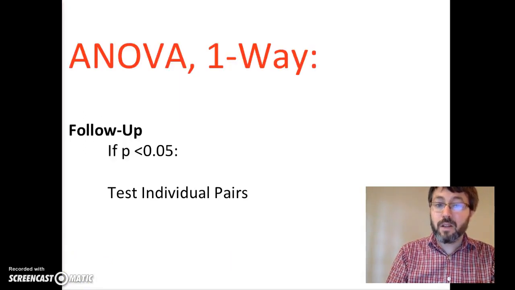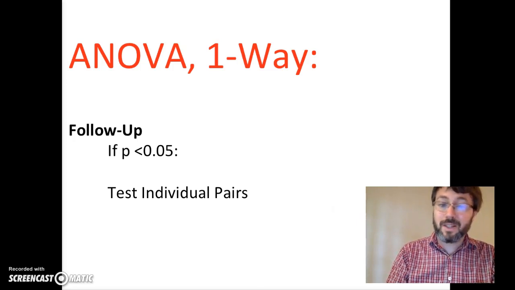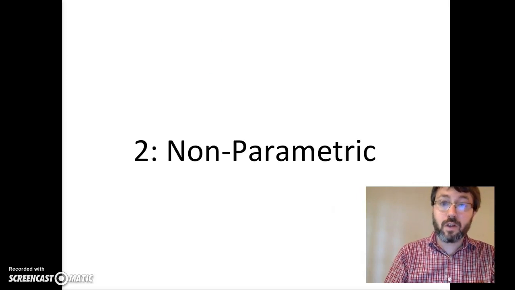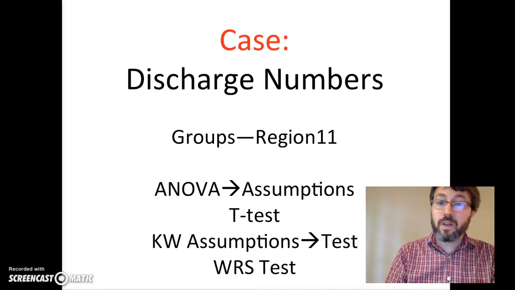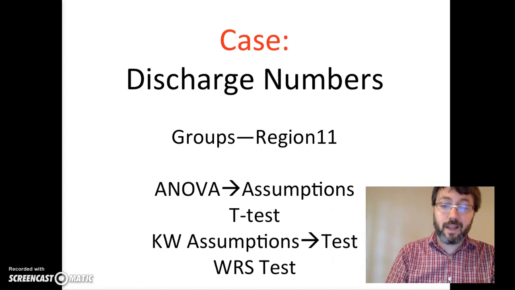We've executed the test of individual pairs because our p-value for the one-way ANOVA was less than 0.05, suggesting a difference among all groups. We've tested a specific set of groups with a t-test. Now that's a parametric analysis. Let's take a look at the Kruskal-Wallis test that does a non-parametric analysis when these data are not normally distributed. We're going to again use the 11 regions, and we're going to look at the Kruskal-Wallis test.